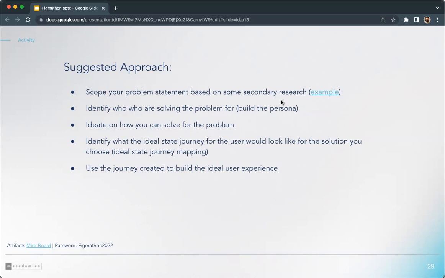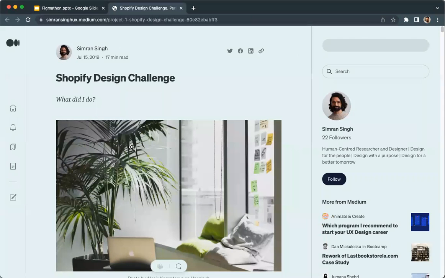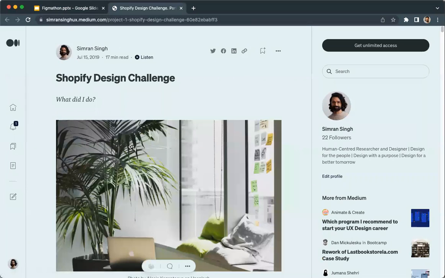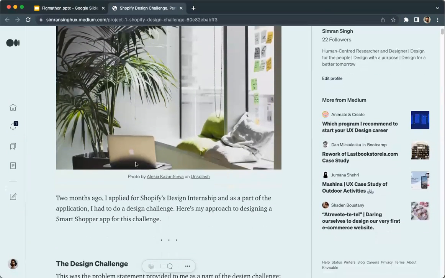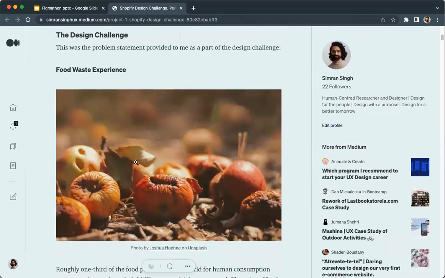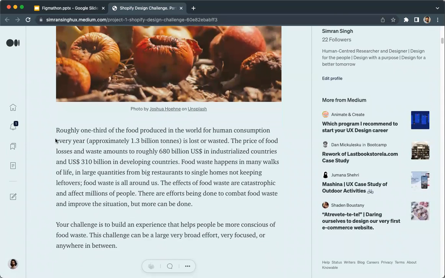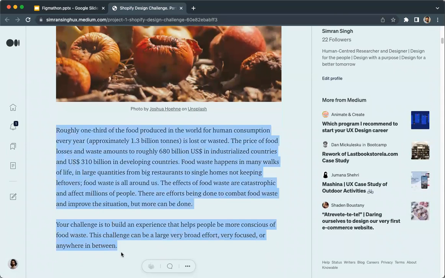throughout your hackathon, the first thing you can do is scope your problem statement based on some secondary research. And because we're going good on time, I'm gonna open up this example and walk you through this. So you might have gotten some sort of a challenge, some sort of a prompt, and when I was applying for a job position, I was given this prompt of, okay, this is what the overall prompt is.